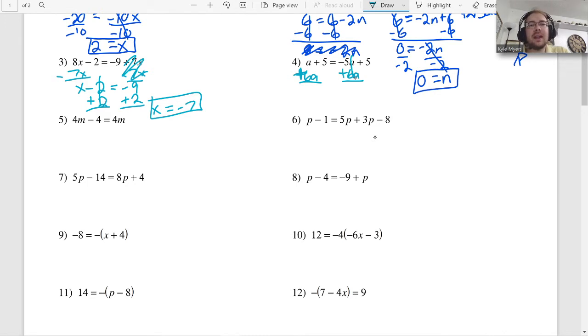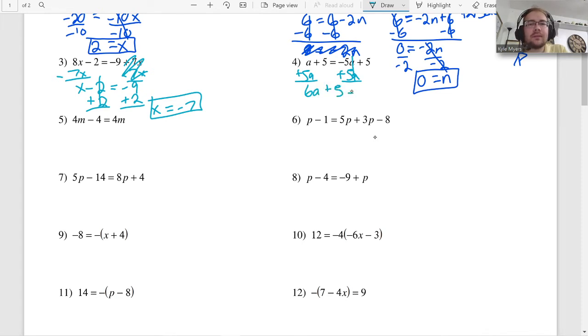Negative 5a plus 6a. Wait, why did I do plus 6a? I think I was thinking of adding them or something. Sometimes when I'm trying to talk and write at the same time, it just doesn't work out. Lo siento. Plus 5a. There we go, because I'm going to get 6a. That's what I was thinking. So I was working ahead of myself. A plus 5a is the same thing as 1a plus 5a, which is 6a.